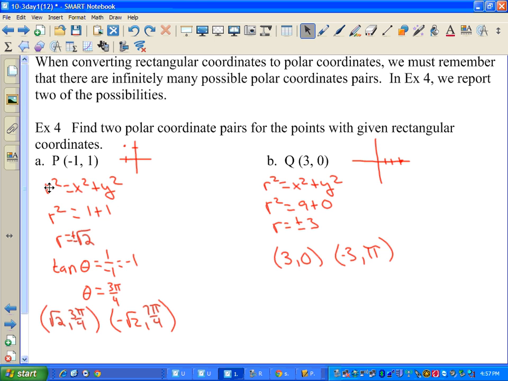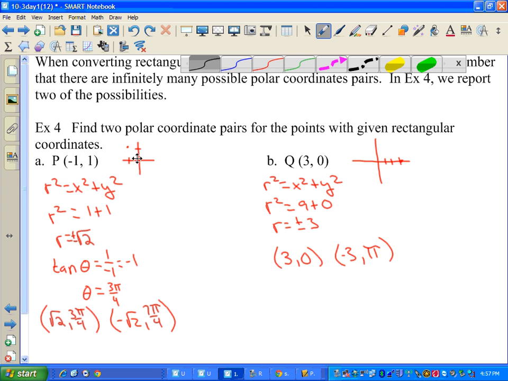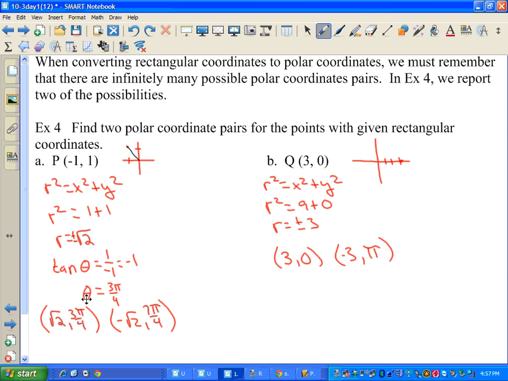We have the relationship that r squared equals x squared plus y squared. In this case, r squared equals 1 plus 1. I squared both the 1 and the negative 1. And we have the radius equals plus or minus the square root of 2. Now, tangent equals y over x. So we have 1 over negative 1, which is negative 1. So theta equals 3 pi over 4. That would put us also in the second quadrant if we use 3 pi over 4. So we have square root of 2, 3 pi over 4.